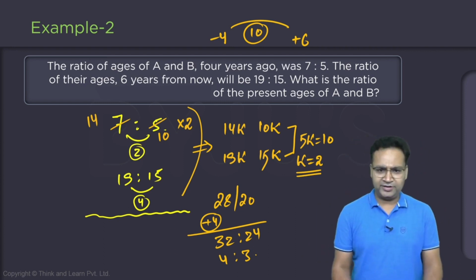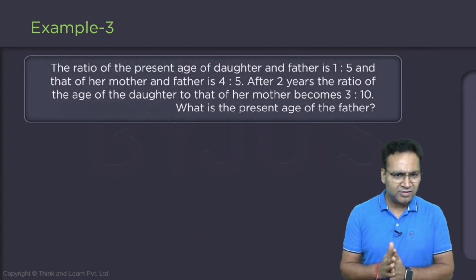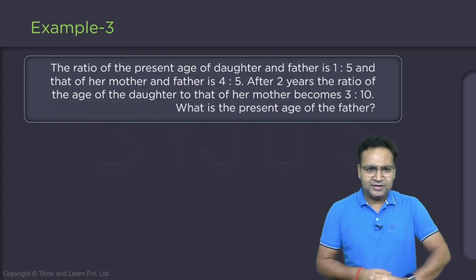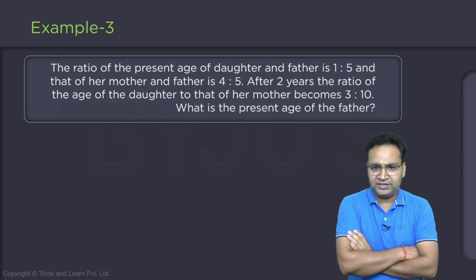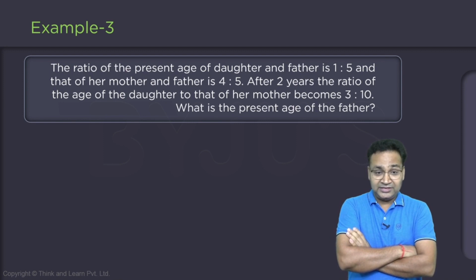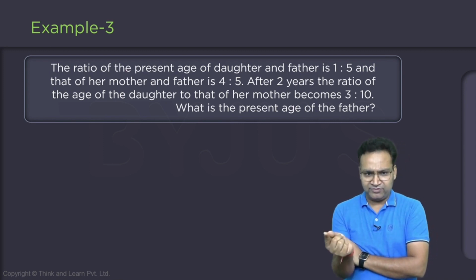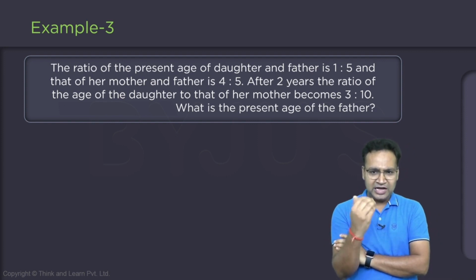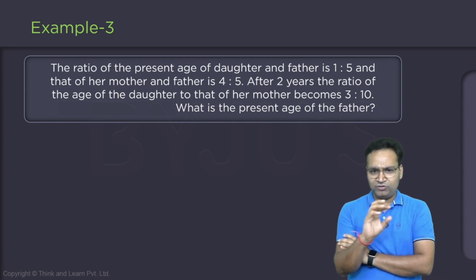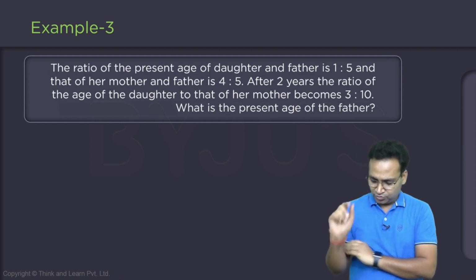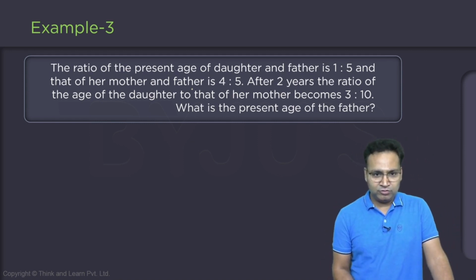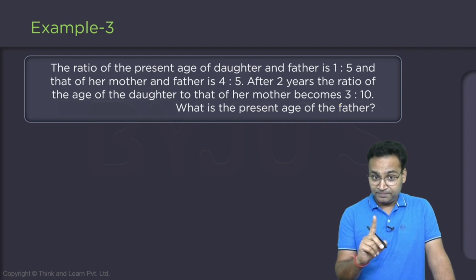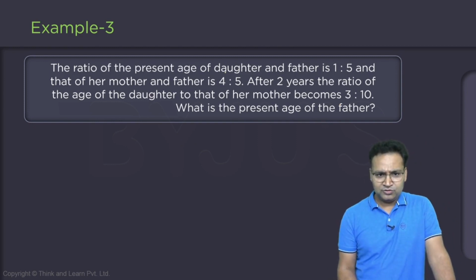Okay, let's look at example 3. Is it different? Let's look at this. The ratio of the present ages of daughter and father is 1:5 and that of mother and father is 4:5. Daughter, father; mother, father. Now there are 3 people. After 2 years, the ages of daughter and mother are in the ratio 3:10. So at the end, we have to talk about 3 people. Remember combining ratios. So the present ages of daughter and father are 1:5.